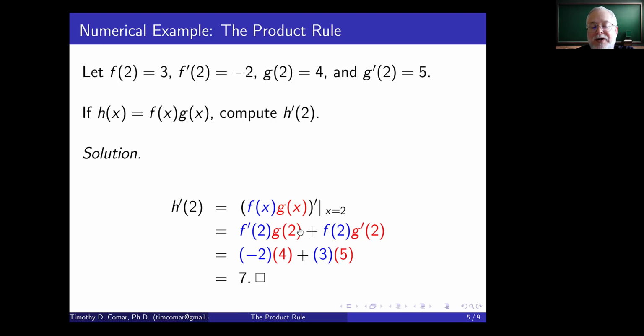So we're going to use the product rule here. Writing out the product rule formally and substituting 2 in for the x, we get f prime of 2 times g of 2 plus f of 2 times g prime of 2. Then we just plug in the numbers from above. f prime is the negative 2, g of 2 is the 4, f of 2 is the 3, and g prime of 2 is the 5. That comes out to be 7. And that's our first example, just illustrating formally how the rule works.